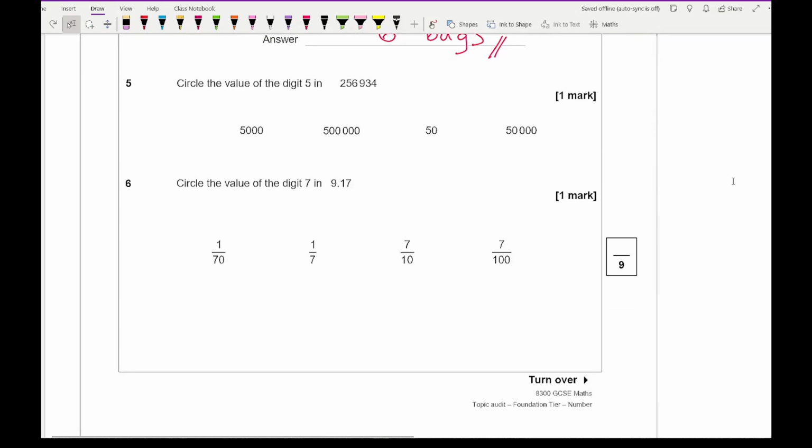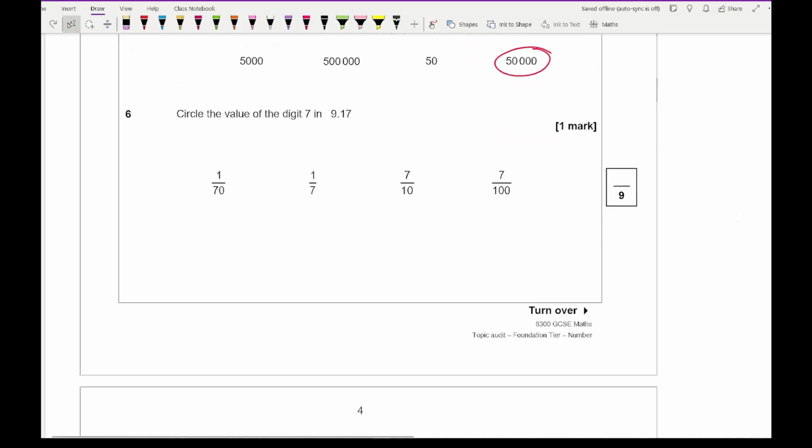Moving on to question 5, it says circle the value of the digit 5 in 256,934. So looking at place value, the 5 represents 10,000. So here we've got 5 times 10,000, which is going to give me my 4th option. It then says for question 6, circle the value of the digit 7 in 9.17. So this first one is a 10th, so that's going to be a 100th. So it's 7 times 100th, which is 7 over 100, which again is our 4th option.